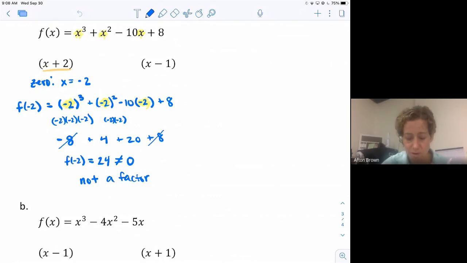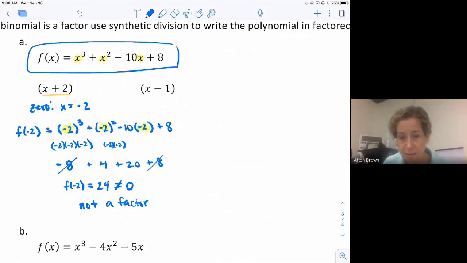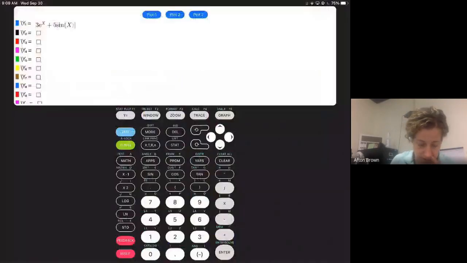Okay, so I'm going to show you how to do it on the TI-84. So what I want to do is put this function in, and I'm going to go over one again, Sean. Yep, so I'll show you this now on the calculator. I'm going to enter this function into the y equals.